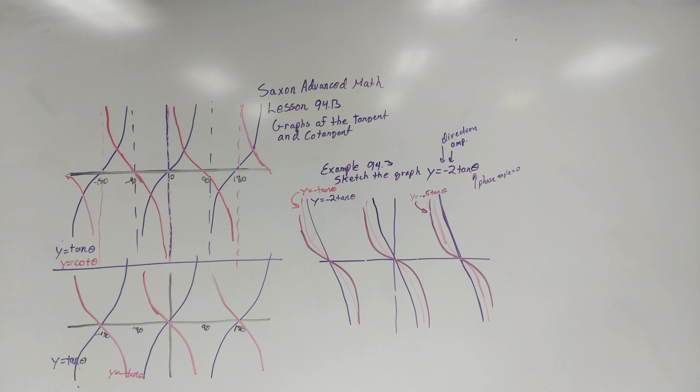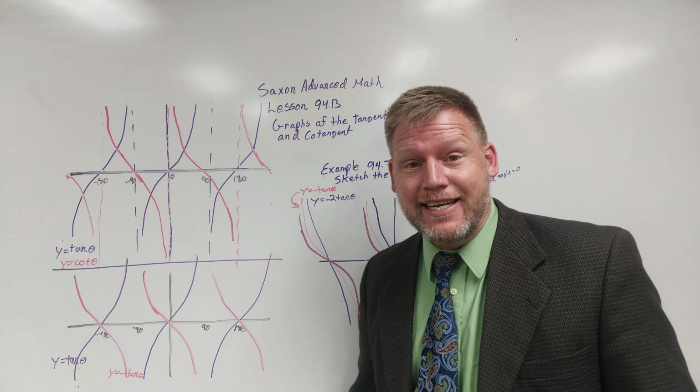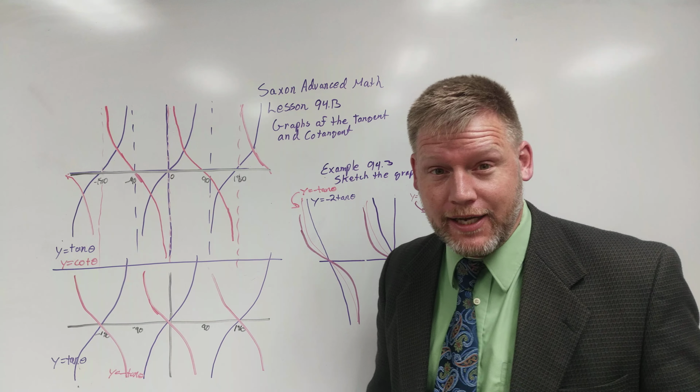This is Saxon Advanced Math, Lesson 94B, and we're looking at graphs of the tangent and cotangent. So we've already gotten involved with sine and cosine, and then secant and cosecant. Now we're going to throw in tangent and cotangent.